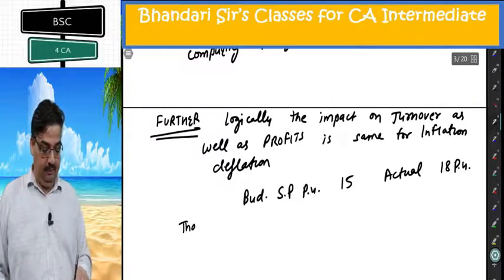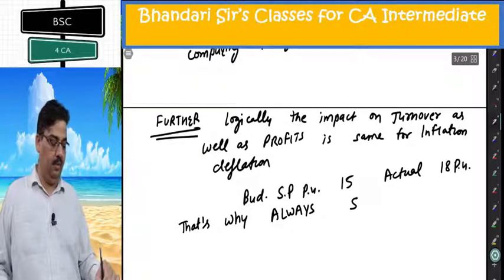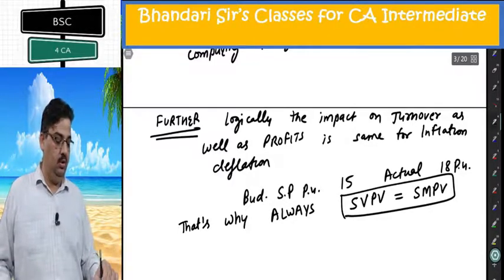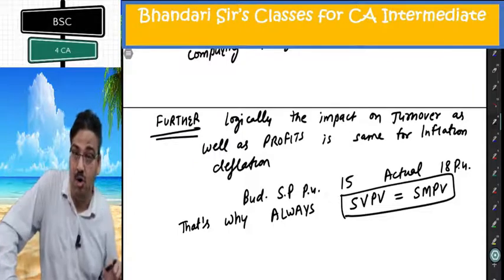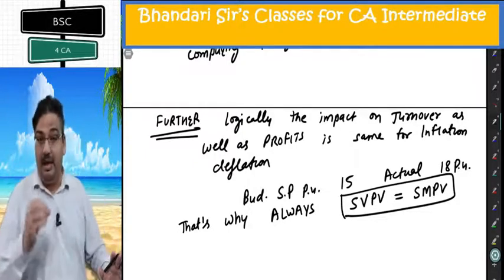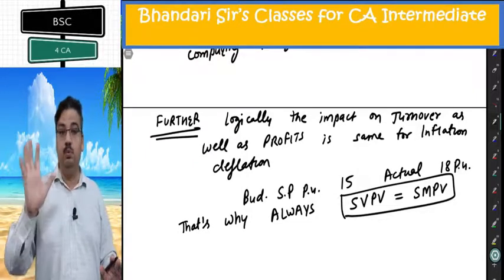That's why always SVPV is equal to SMPV. Sale value price variance is always equal to sale margin price variance. I'll prove it mathematically also. Nobody will ask you, but I'll do it for you.